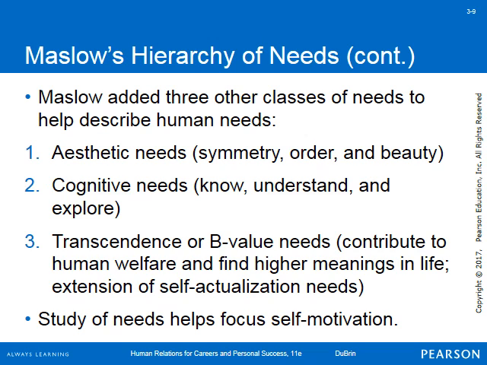The transcendence need, or B values, refers to basically contributing to human welfare, finding higher meaning in life, kind of an extension of the self-actualization needs, self-examination, wanting to go do good in the world, those kind of things. These are what we refer to as transcendence needs, and this particular need actually is on top of the hierarchy and is an extension of that self-actualization need.